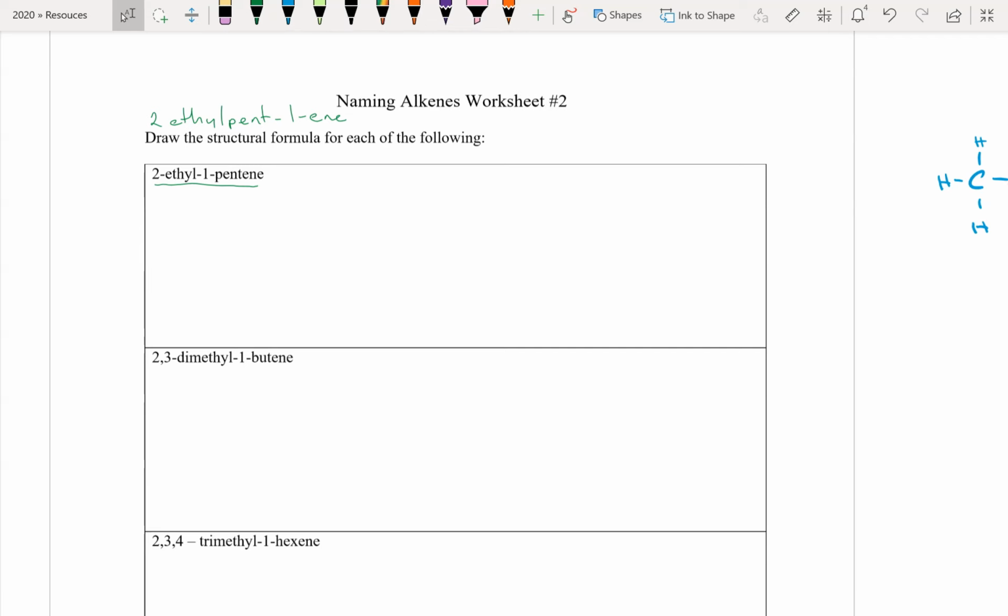Now, let's break down what we have here. We have an ethyl group and a pentene. Now, obviously, we're going to draw the pentene first. There's 5 carbons. There's a double bond there because it's a 1. You can number all the way. Then we have an ethyl group on the second. You can go up or down. It doesn't really matter. I mean, it's not wrong.